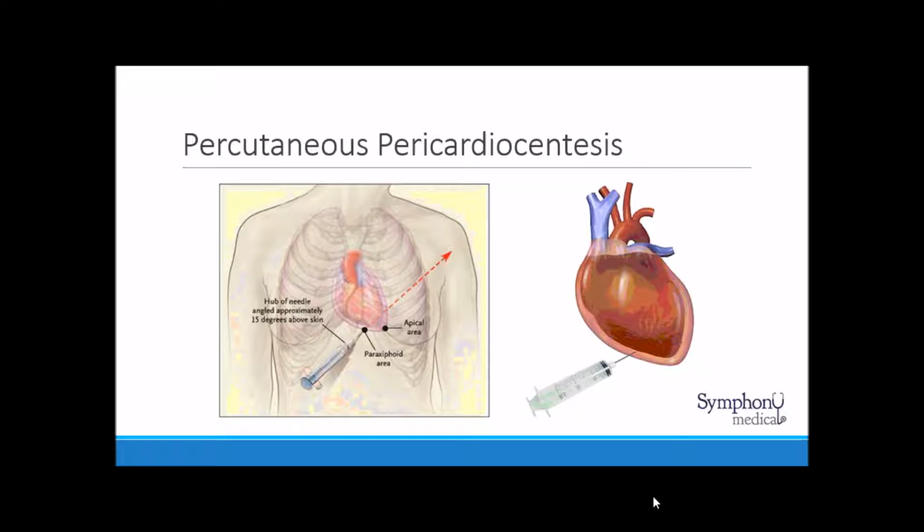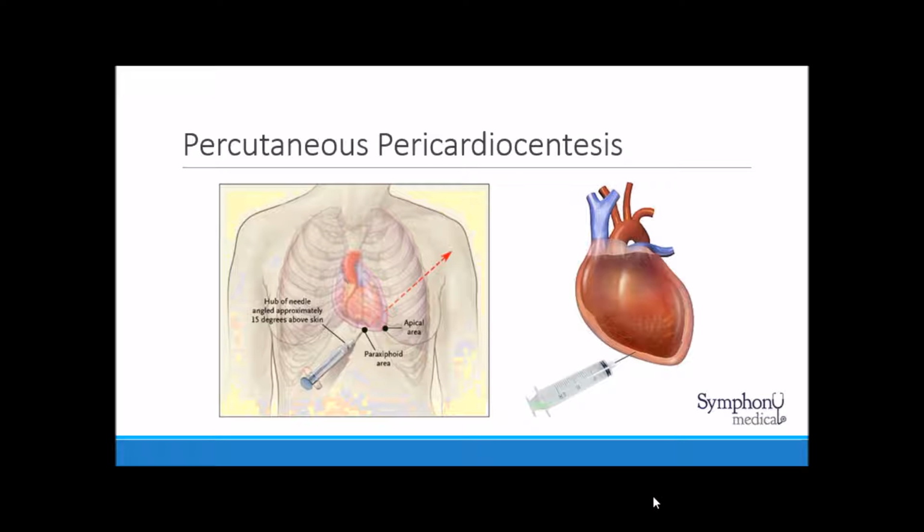Okay, so how do you do this? What you do is you go just lateral to the xiphoid process in the paraxiphoid area on the patient's left side. You put the syringe about 15 degrees off of the skin and you aim for that left shoulder. It is very advisable to do this under ultrasound guidance, with a parasternal view, so you can watch the needle enter the pericardium but not biopsy the myocardium.